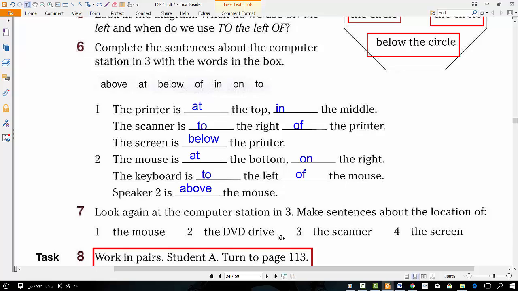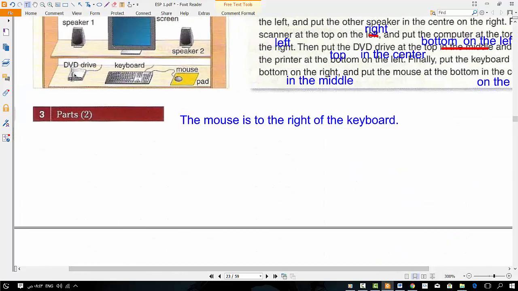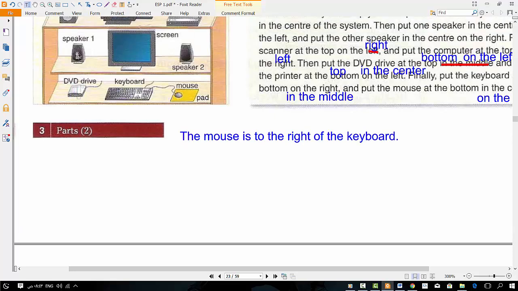2. The DVD drive. Where is the DVD drive? Okay, look. This is the DVD drive and this is speaker 1. Where is the DVD drive? Below speaker 1. Yes. The DVD drive is below speaker 1.